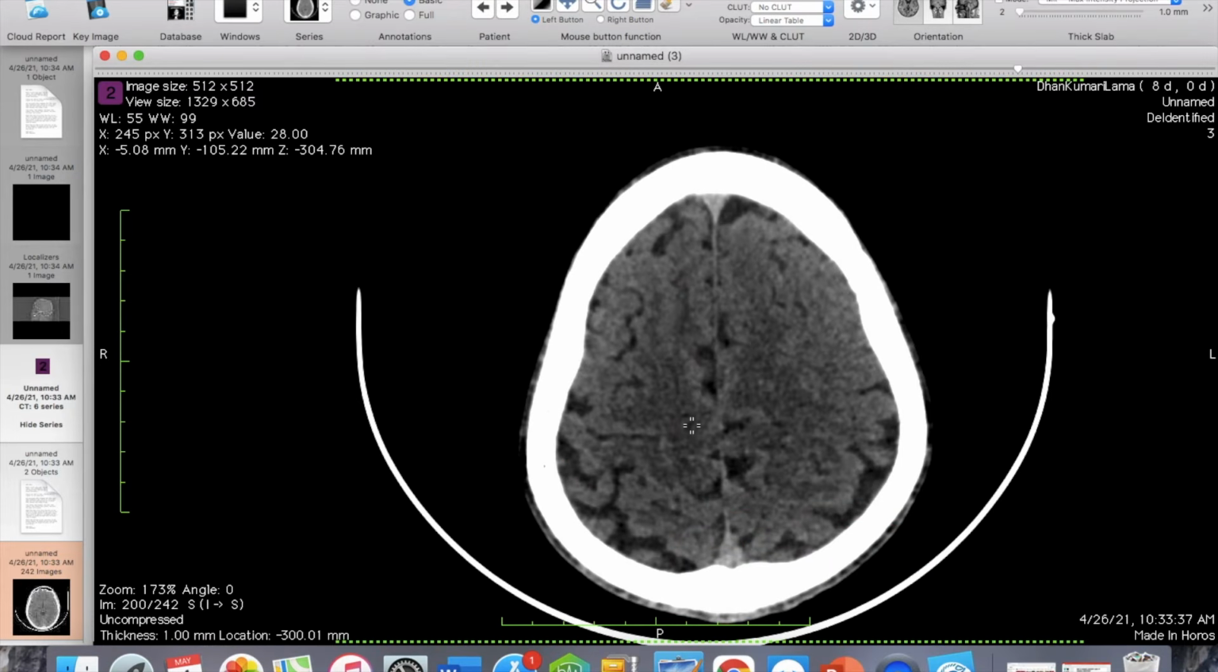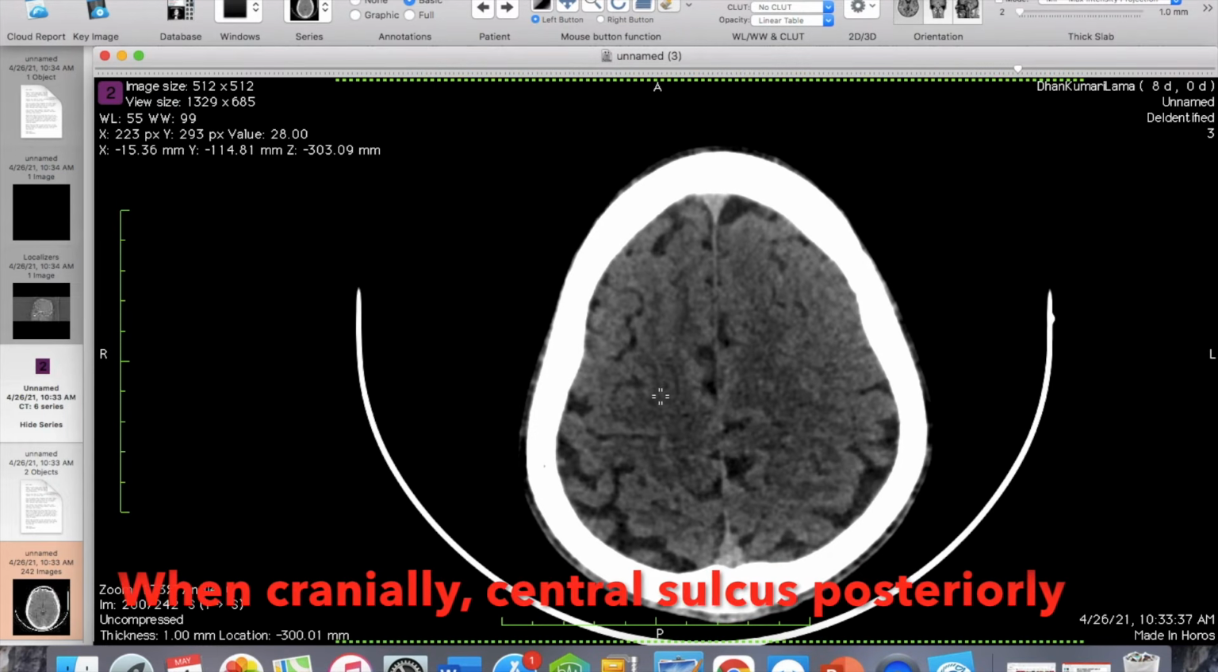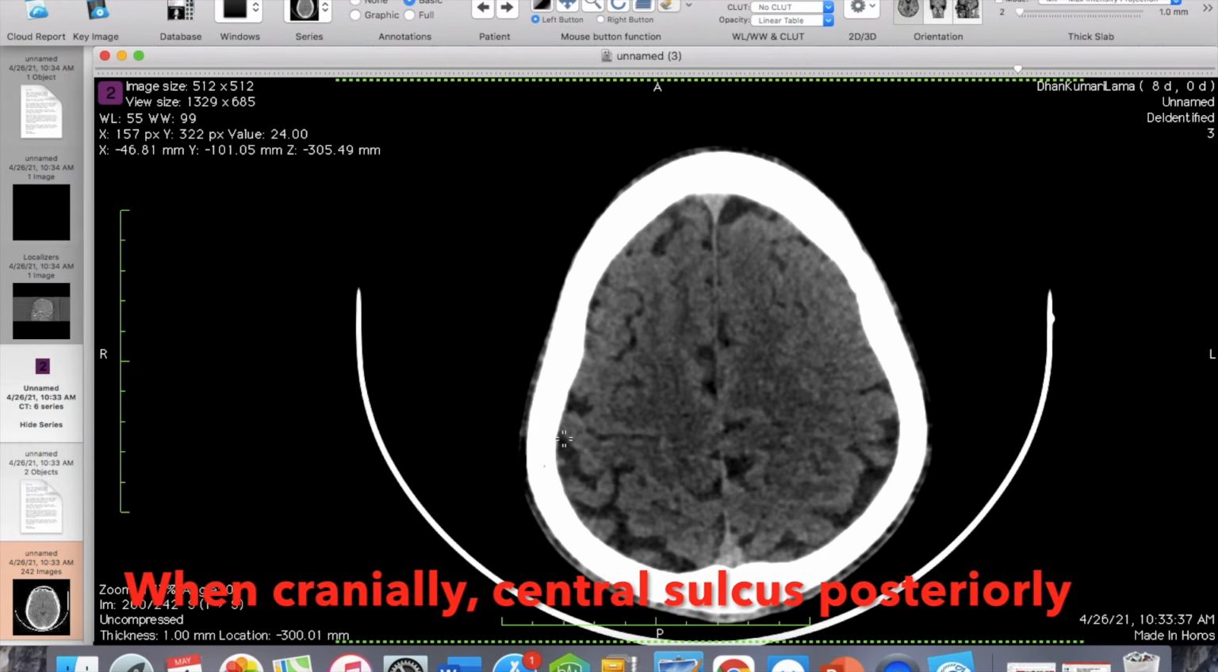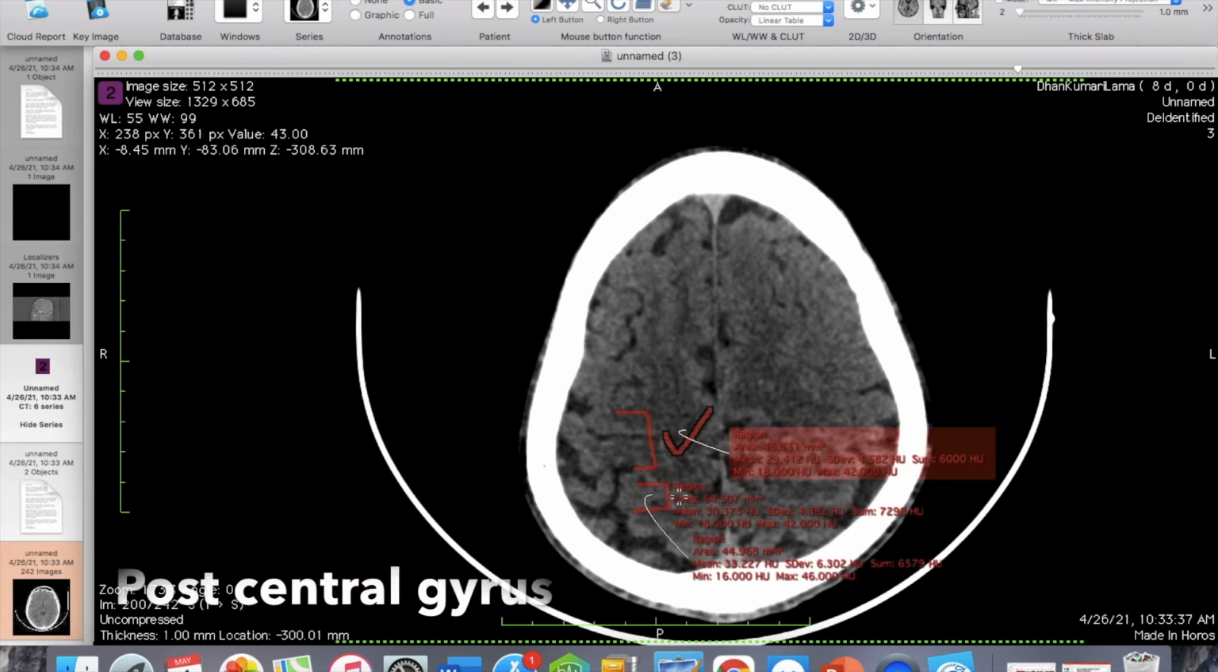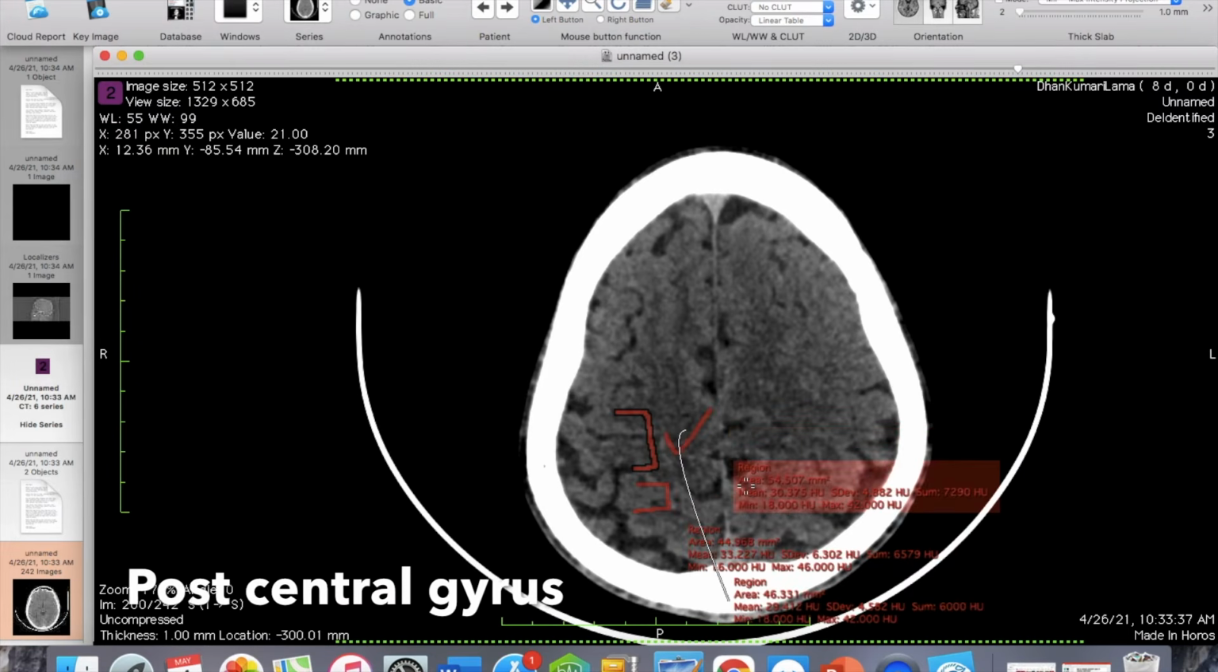Sometimes you might be confused about the location of the central sulcus, and you should always remember that as we go cranially, the central sulcus lies posteriorly. And if you are confused, you should note that the gyrus in front of the central sulcus is thicker than the gyrus posterior to it. That means that the precentral gyrus is thicker than the postcentral gyrus.